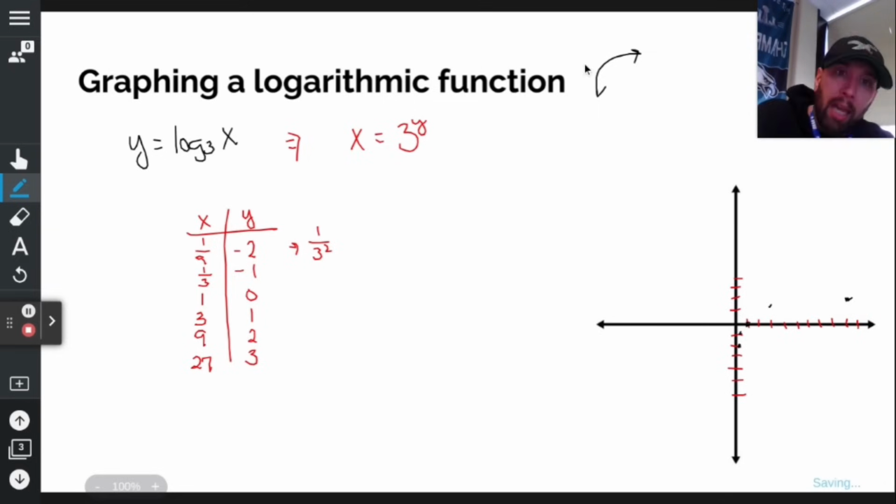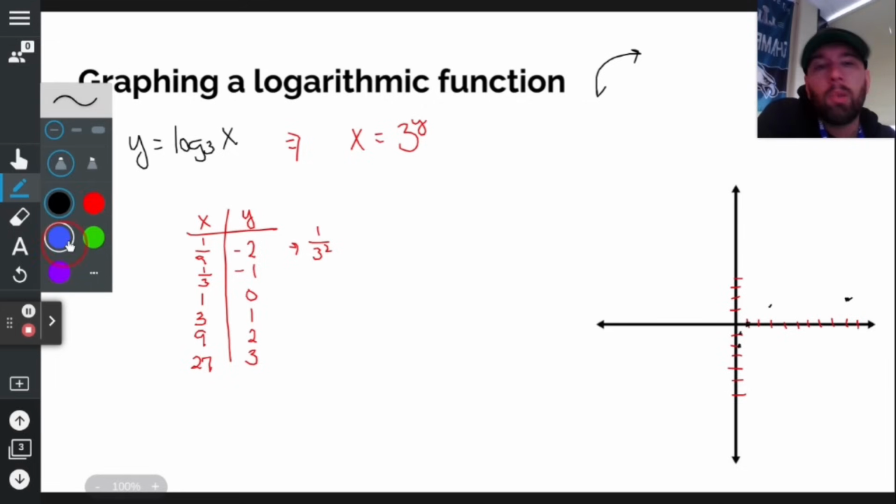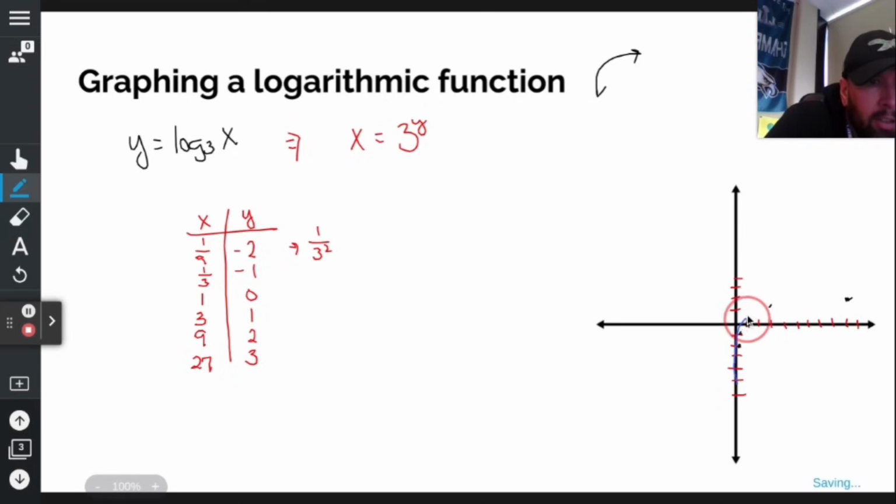But the picture that we get here is exactly like what I said we'd get. What we get is this curve that will never hit the y-axis. Ignore my terrible drawing.